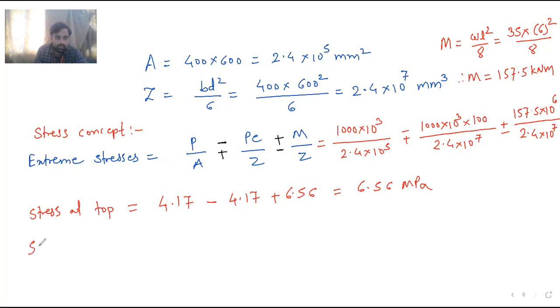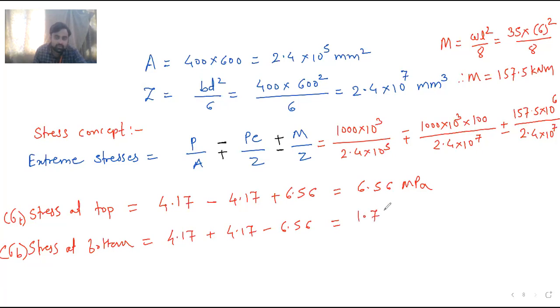So at top it will be 6.56 MPa. And stress at bottom, this is your sigma T and this is your sigma B notation, which is equal to again 4.17 plus 4.17 minus 6.56. So the answer is plus 1.78 Newton per mm squared. These are the final stresses by using the stress concept.